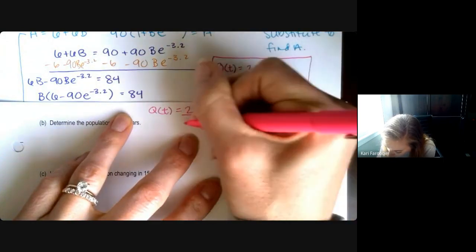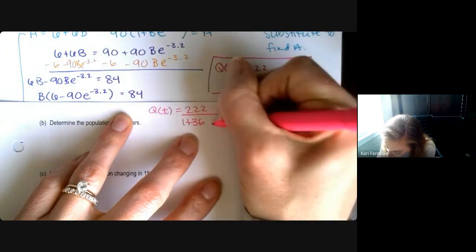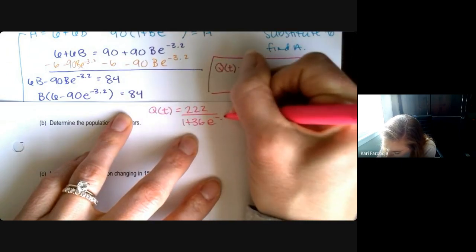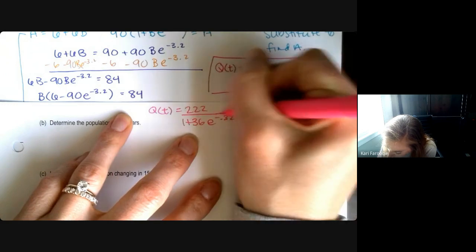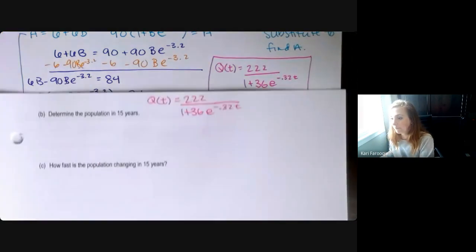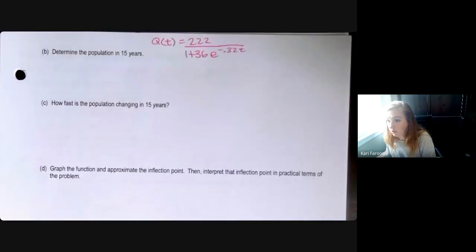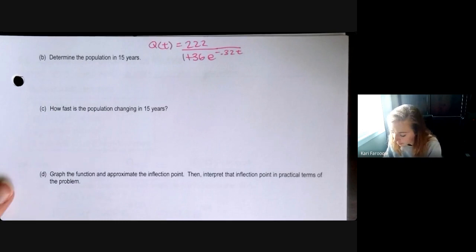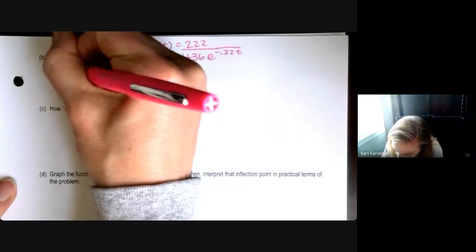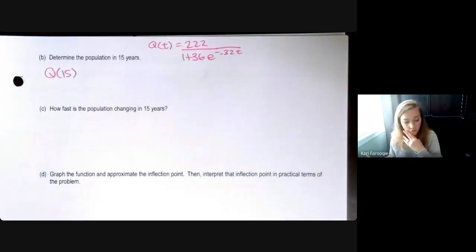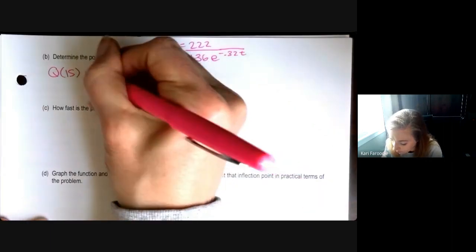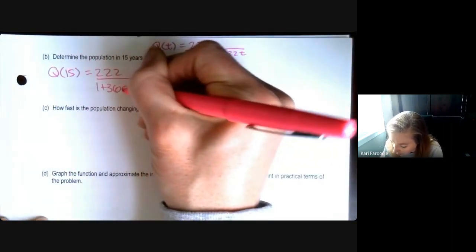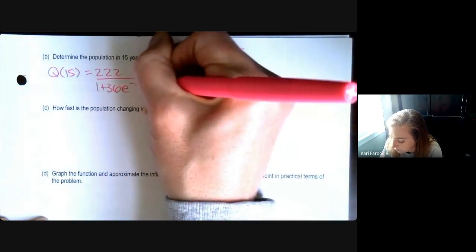222 divided by 1 plus 36 e to the negative 0.32 t. Determine the population in 15 years. Well, t is representing a quantity of time. So what we're looking for is Q of 15. That means we're going to take our function, and wherever we see t, we're going to substitute 15.